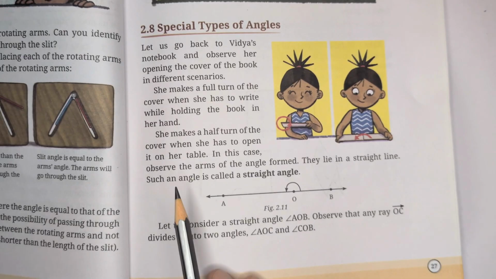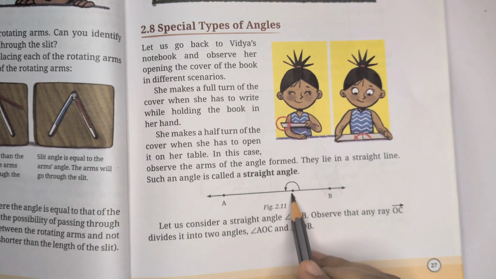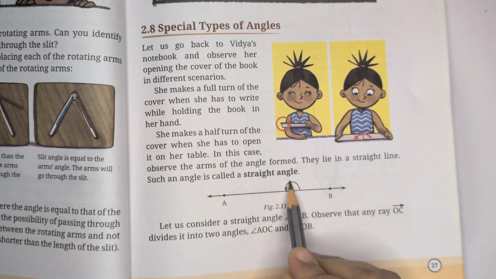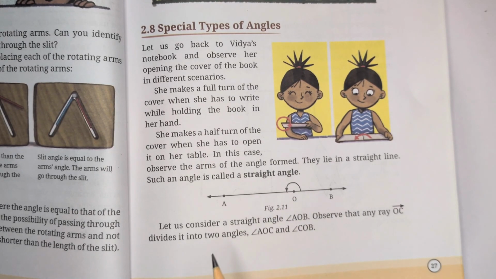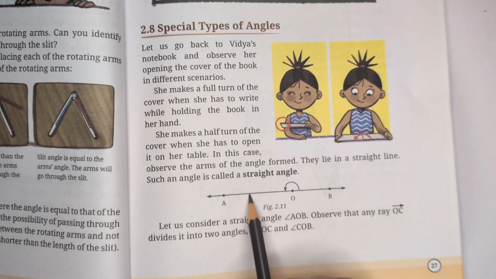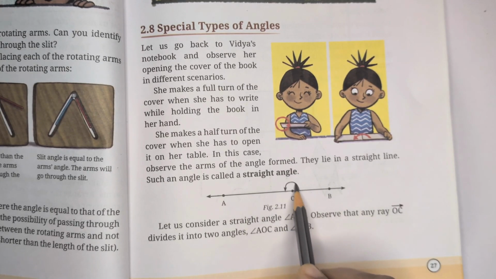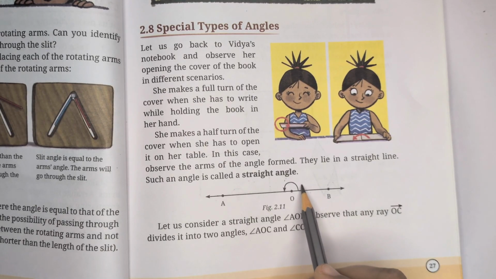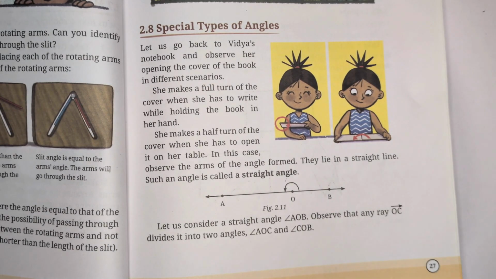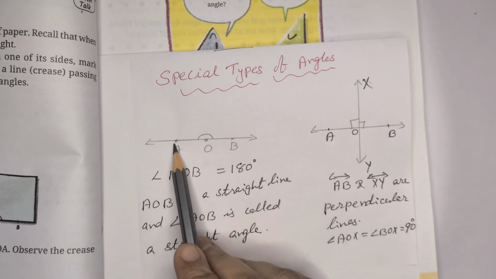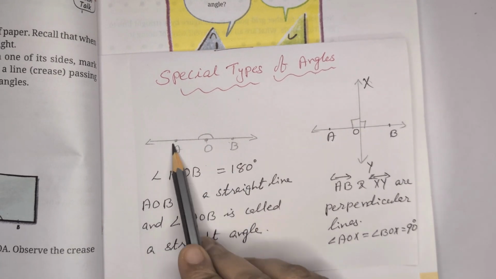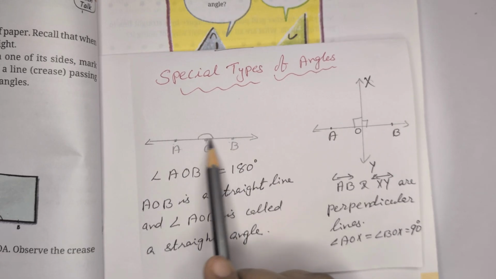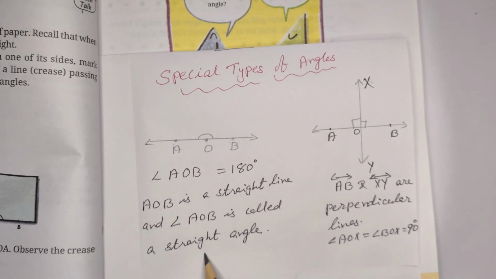Special types of angles. Here is a straight line and I mark a point O. From this side till here, this angle is 180 degrees and that is called a straight angle. Just like a straight line, that angle is called a straight angle, which measures 180 degrees. So angle AOB or BOA is equal to 180 degrees. AOB is a straight line, so angle AOB is called a straight angle.